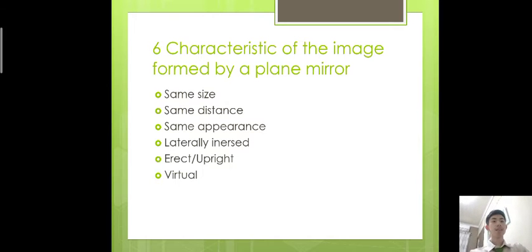There are 6 characteristics of the image formed by a plane mirror. The first one is same size, second same distance, third one same appearance, the fourth is laterally inverse, the fifth one is erect or upright, the sixth one is virtual.